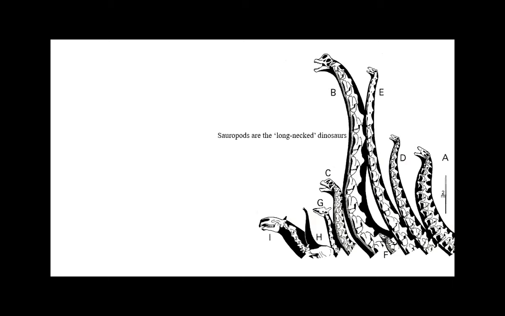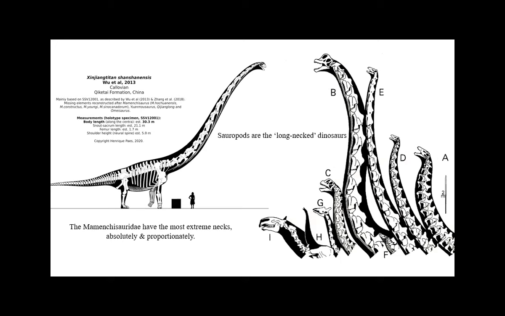The longest necks of all the sauropods, both absolutely and relatively, are these animals called Mamenchisaurs, which are only from the Jurassic for the most part. There are a couple that make it to the Cretaceous. These have the most extreme necks of any vertebrate ever. We'll talk about them later. This lady is looking at the skeleton. Isn't that insane? In China, they have a bunch of the cervicals, those neck vertebrae, where one vertebra is half as big as his desk. And there are 28 of them.